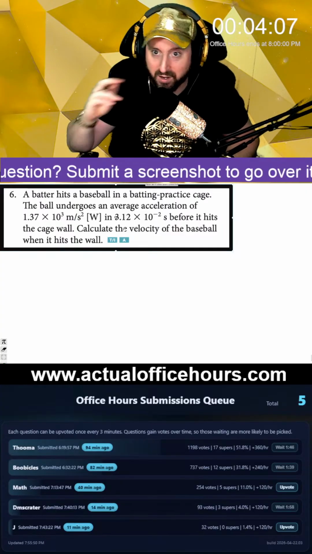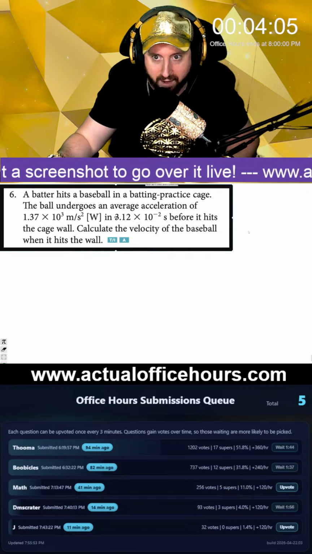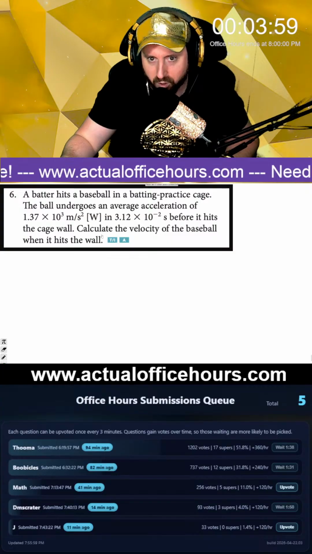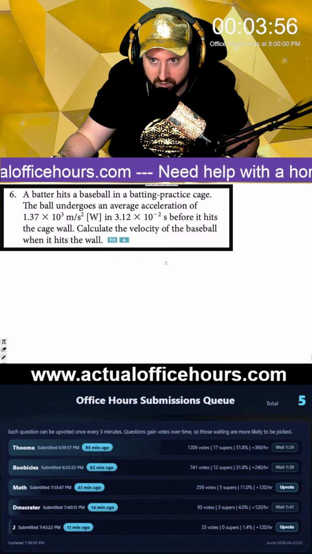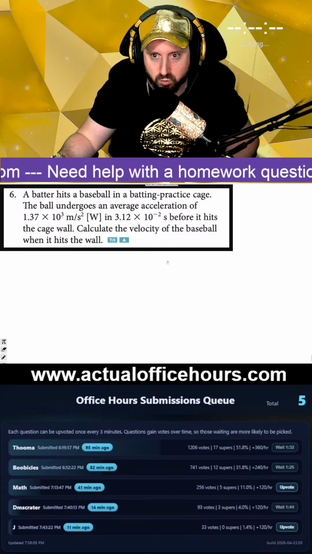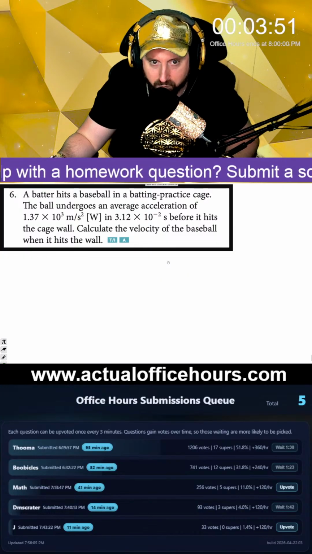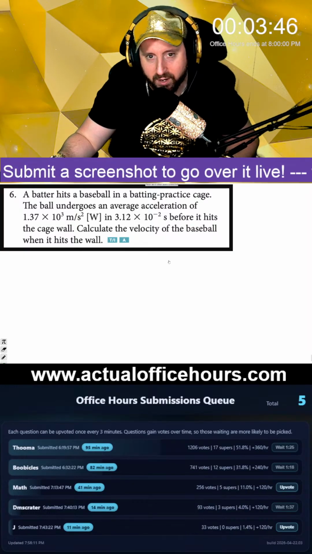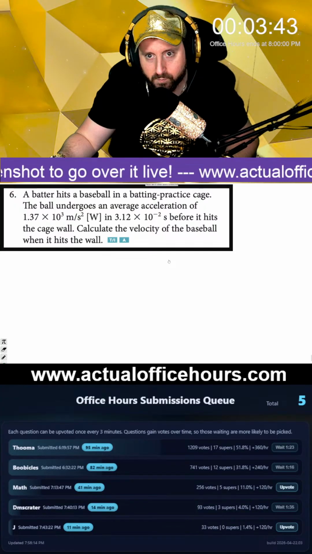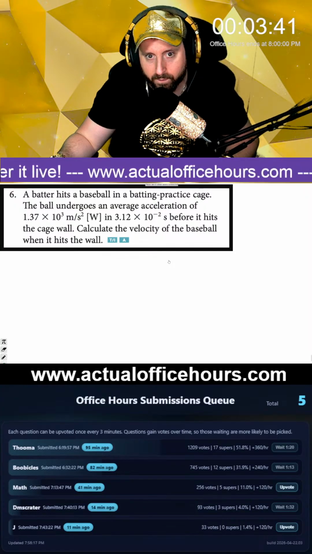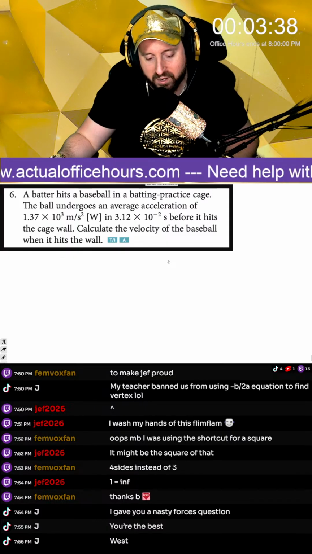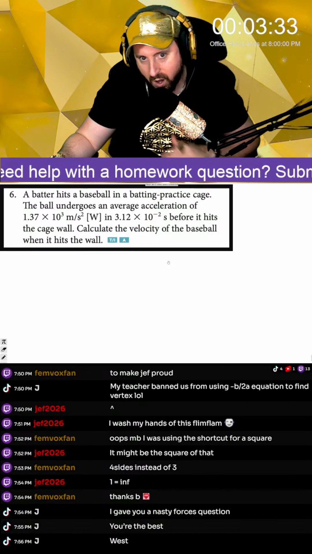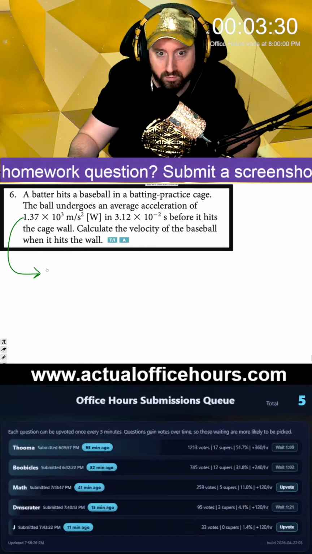A batter in a batting practice cage, the ball undergoes an average acceleration of this. I don't know what the W part is. In that many seconds before it hits the cage wall, calculate the velocity of the baseball when it hits the wall. Oh, west. Oh, okay, that's fine. Before it hits the cage wall. Okay, so I have acceleration. That's cool.